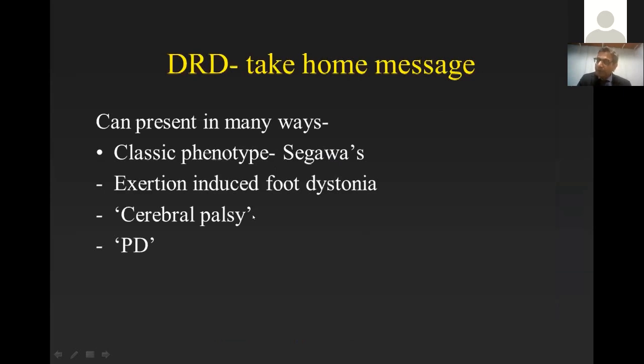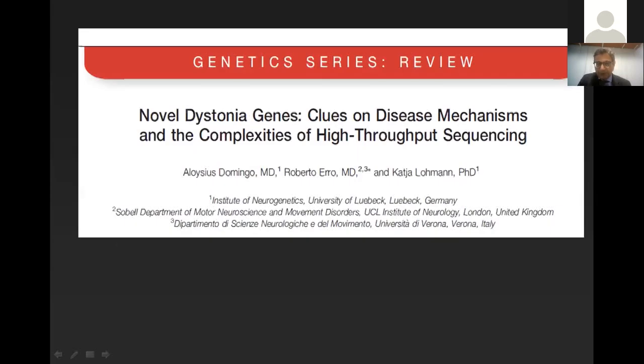So it's very important, therefore, to treat all young children with so-called cerebral palsy, particularly if there is a family history. And the later onset can also present with Parkinson's disease. So do not forget dopa-responsive dystonia, because it is a treatable disorder.